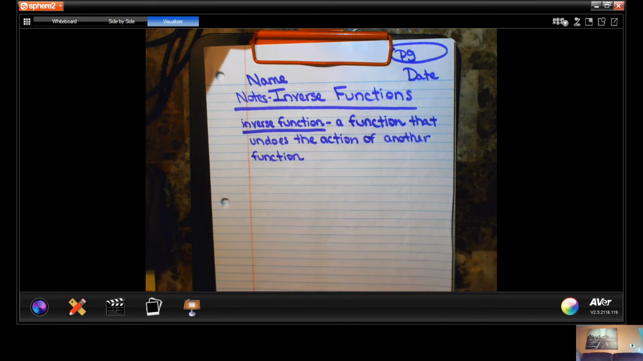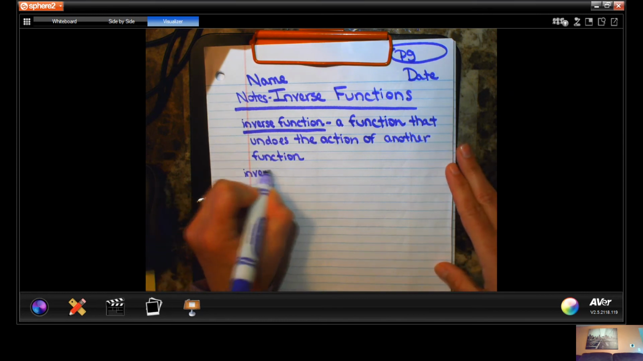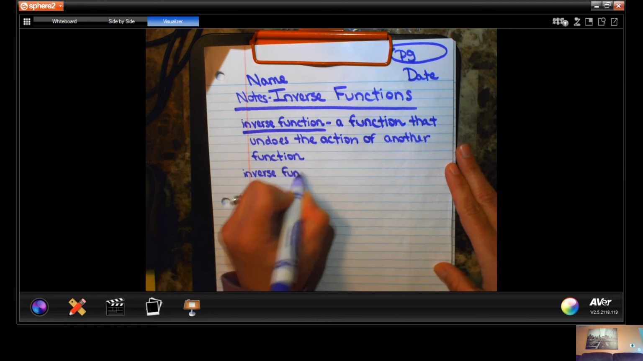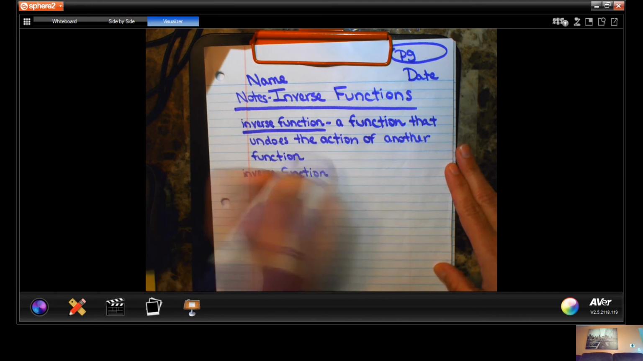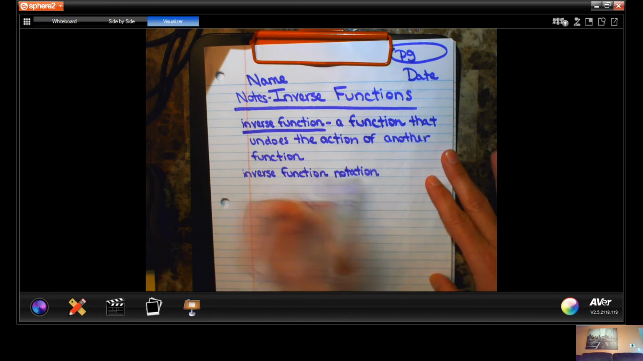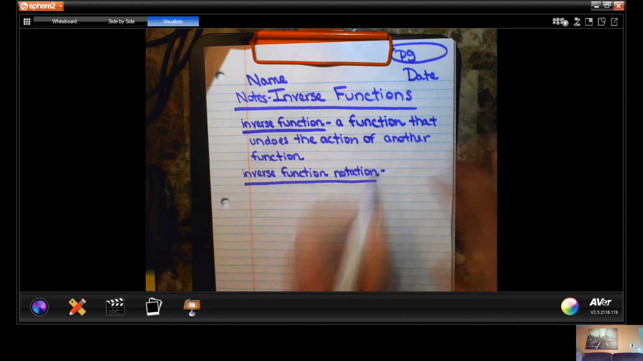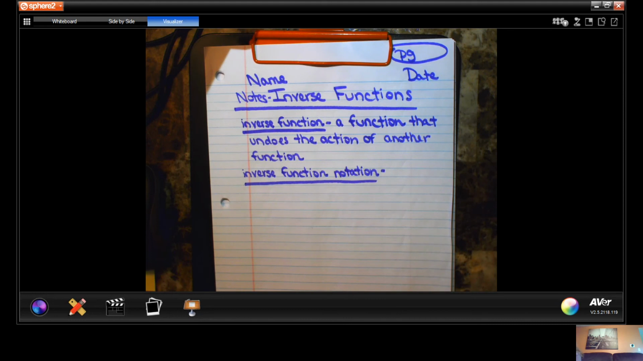I want you to see what that looks like in terms of function notation. So can you write for me inverse function notation? Today we're going to deal with what they look like as points and a graph. So, inverse function notation. We have a normal function f of x. That's what we're going to be focused on.